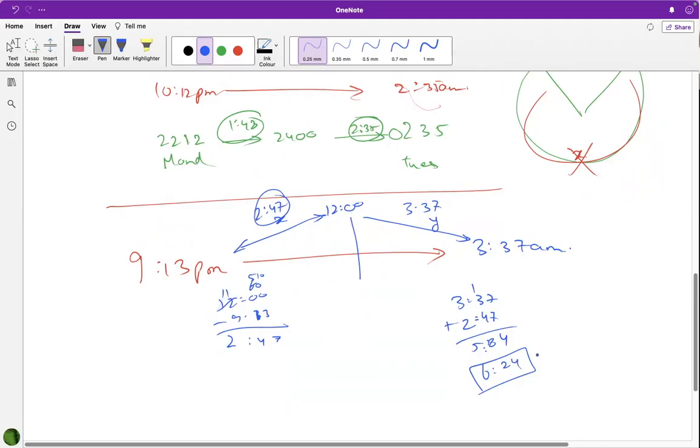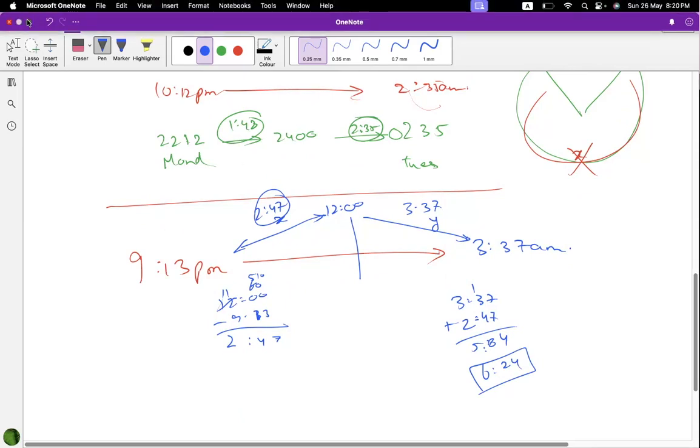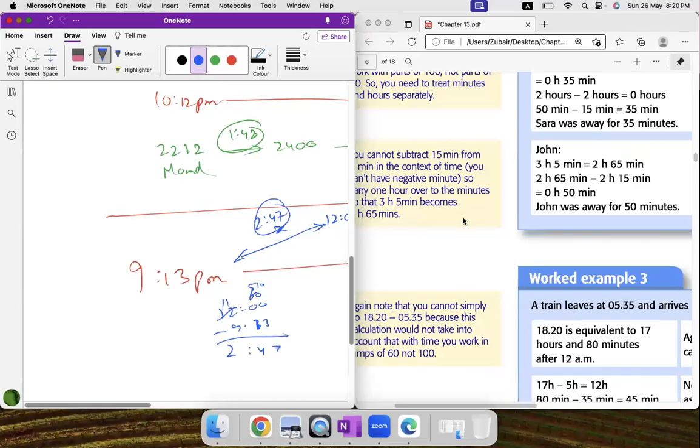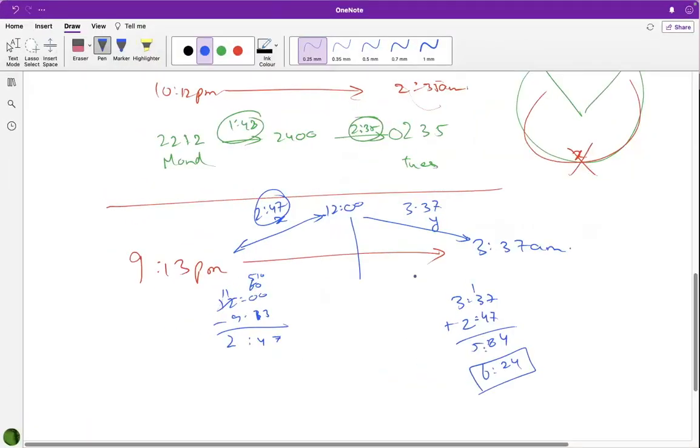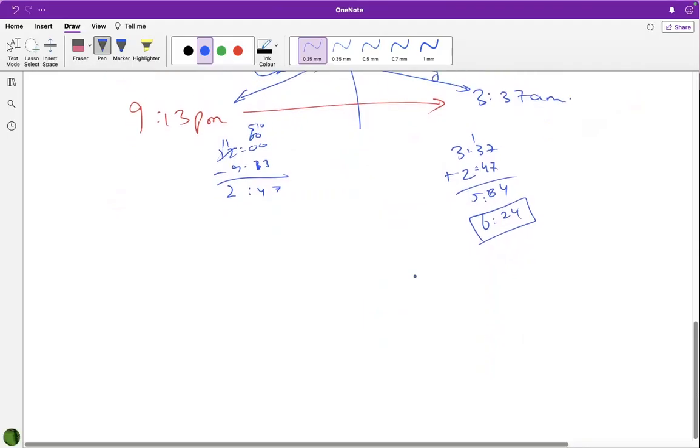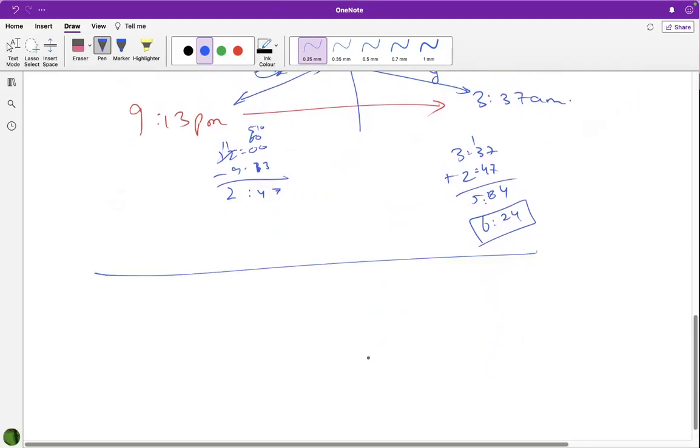Complete journey. And we can also do that in 24-hour clock. But this was actually passing through 12. When it is not passing through 12, that is very easy. How? We started at 12.